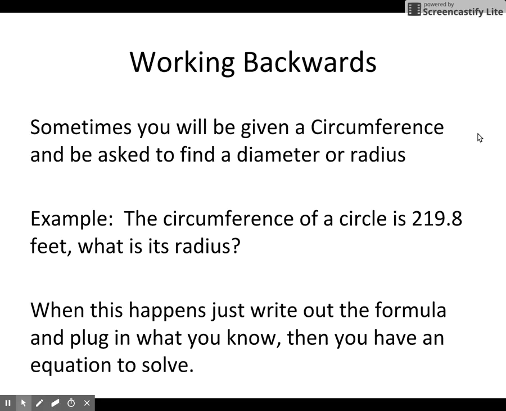Sometimes you will be given the circumference and be asked to find the diameter or the radius. This is where working backwards is going to help. For example, the circumference of a circle is 219.8 feet. What is its radius? When this happens, just write out the formula and plug in what you know. Then you have an equation to solve.